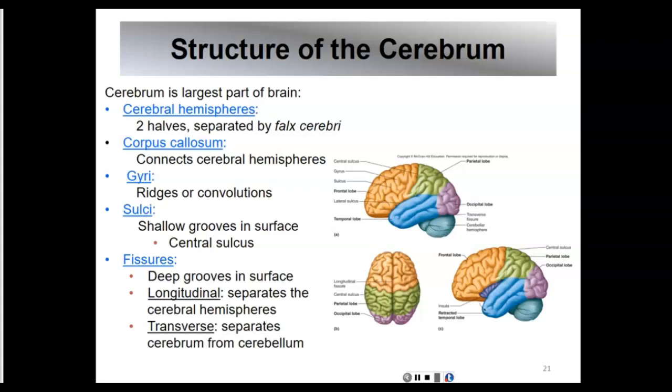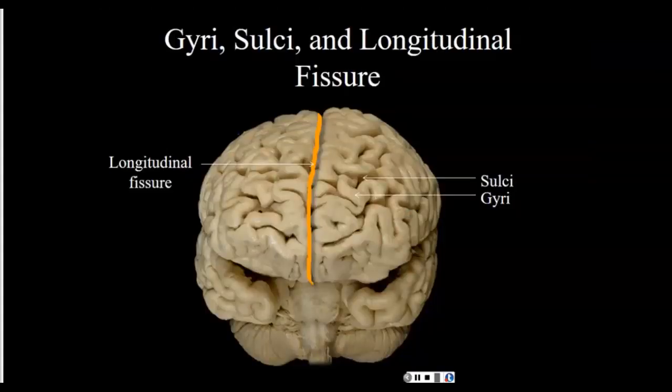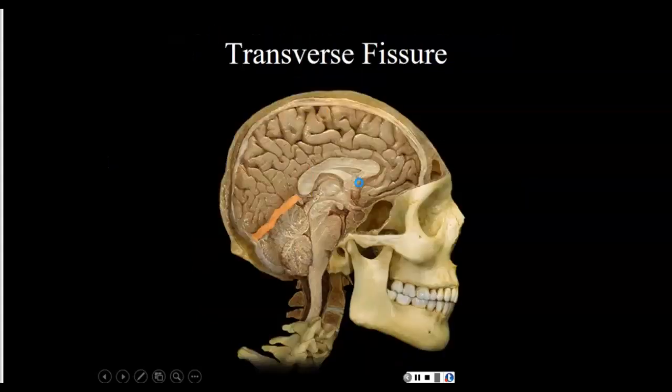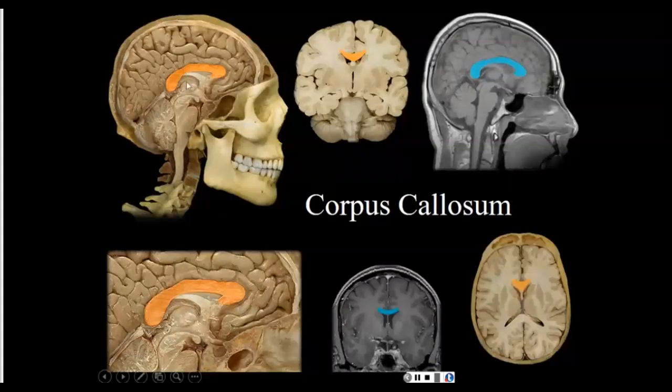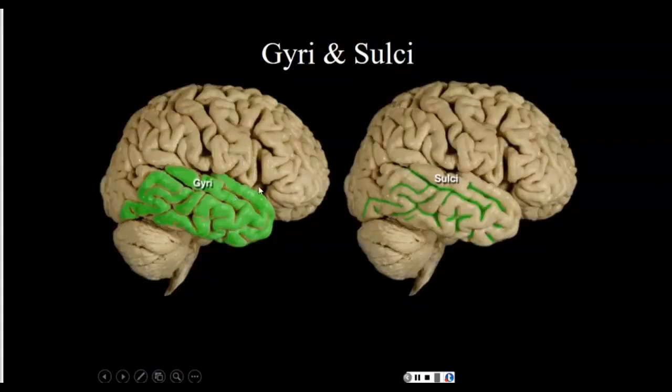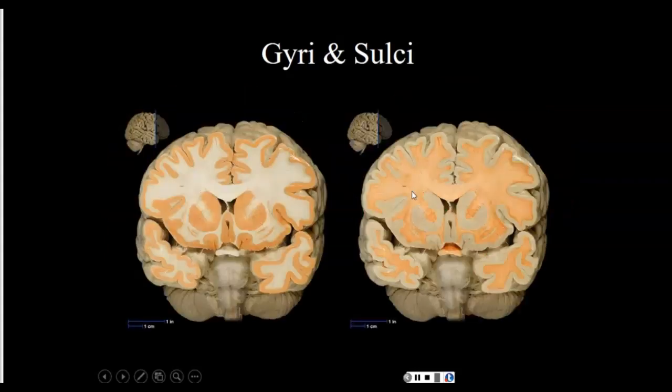Let's see if I have better pictures. Okay, here's our longitudinal fissure. Here's the gyri, the bump, and the indent is called the sulci. Here's our transverse fissure in orange, separating the cerebrum from the cerebellum. And here's your corpus callosum. This is from a sagittal view. Here's from the coronal view. You can see how that connects both hemispheres. Here's gyri again, sulci, and again from this view.